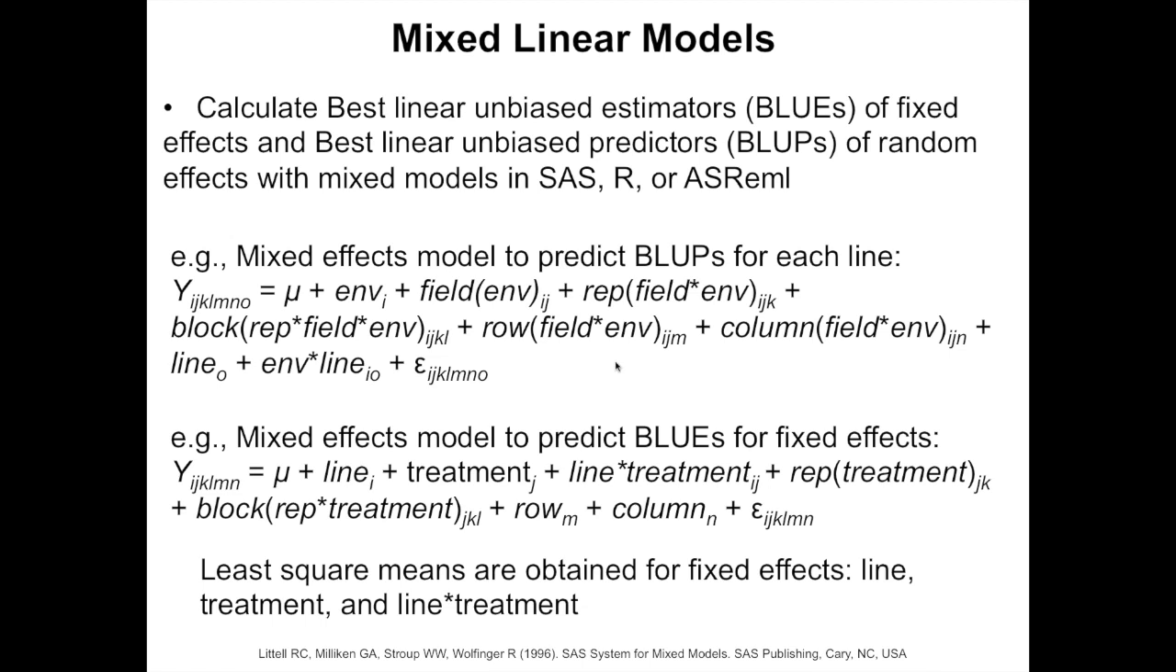So we could also then do this for BLUEs for fixed effects, and in the SAS programming language, we can have least square means, and that's obtained for fixed effects. And in this particular model, we're very interested in the actual F value. So we're testing the importance of line, treatment, and line by treatment interaction in relation to our phenotype. And rep and treatment and block and row and column, those are actually random terms in the model.